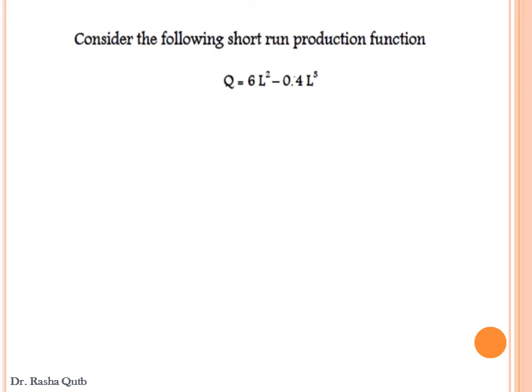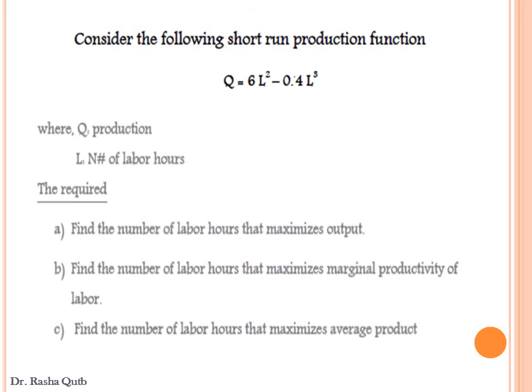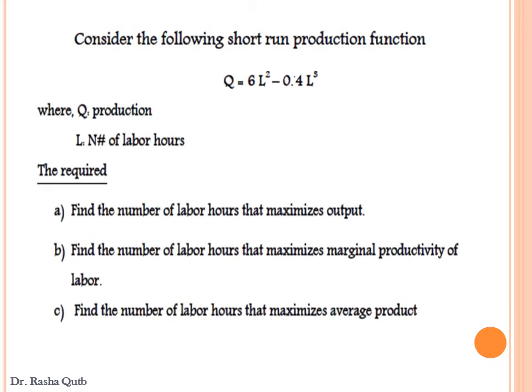Now let's take an example about a short-run production function. Consider the following short-run production function where Q is production and labor measures the number of labor hours. The requirement is to find the number of labor hours that maximize output, find the number of labor hours that maximize marginal productivity of labor, and finally find the number of labor hours that maximize average product.